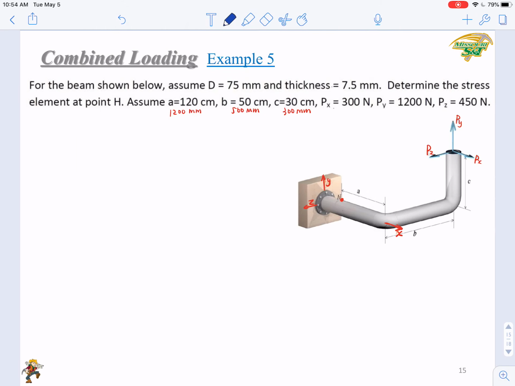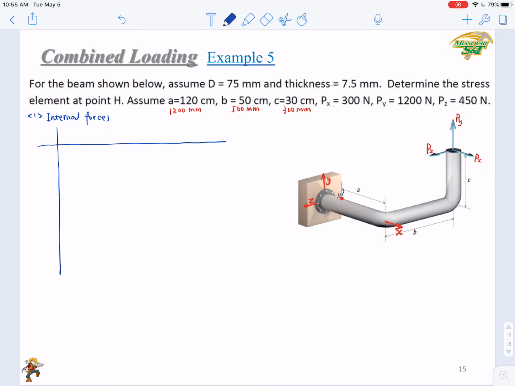Okay, in step 1, we will analyze the internal forces. Then we'll just use the table. Okay, we use the big table. If you look at point H and you cut it here, which is the axial direction in this case? X, right? So X will be the axial direction.